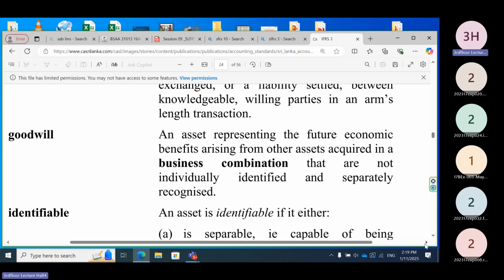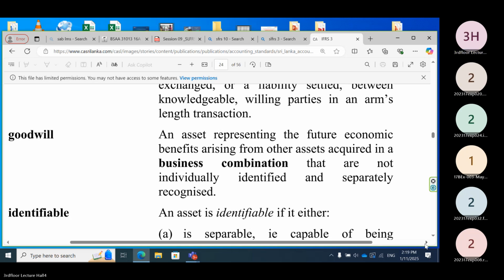But here you are recognizing a proportionate goodwill. That's why you can't justify recognizing proportionate goodwill. It should be full goodwill. If you are recognizing other assets fully, you should recognize the full goodwill in the books. But IFRS allows both.